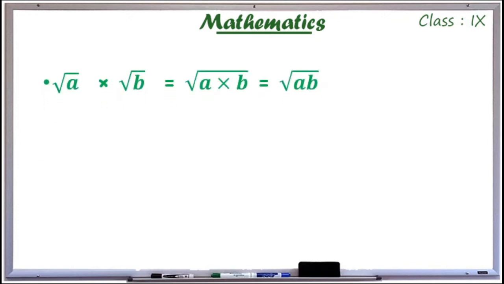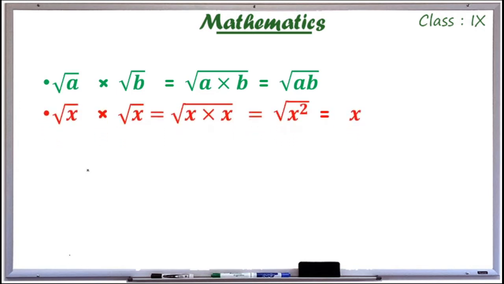And root a into root b. Root a into root b I can write as root of a into b, which is equal to root ab. The same way, root x into root x I can write as root x into x, which is equal to root of x square, and root of x square is equal to x.